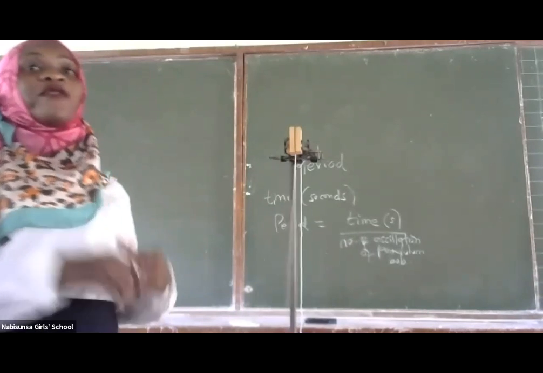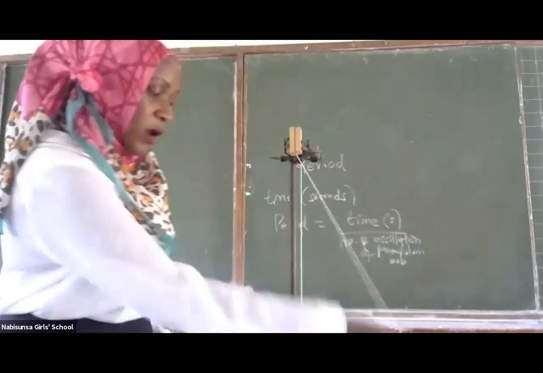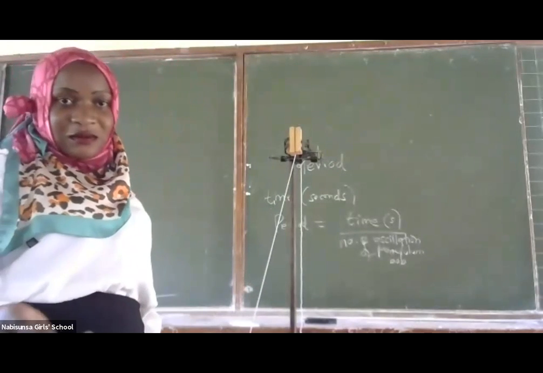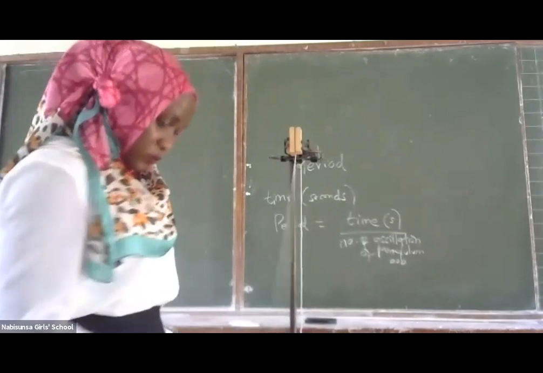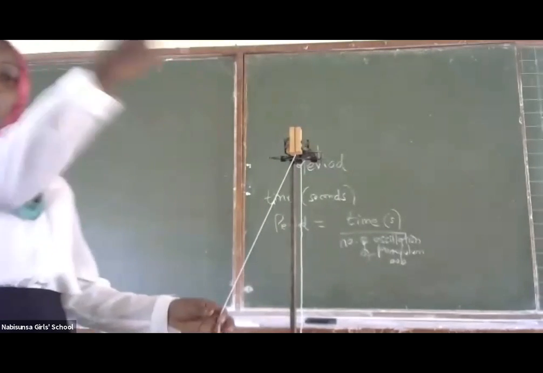1, 2. Those are seconds. Josephine is asking me, how about when it swings 1, 2, 3, 4? That one is making seconds. Okay? It is recording time in seconds. 1, 2, 3, 4. That one is seconds. But oscillation has to swing and come back.